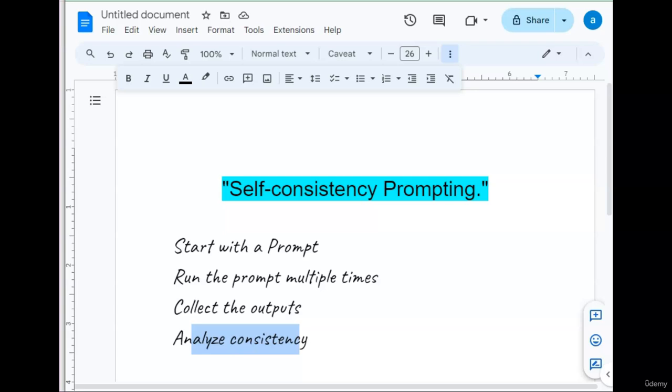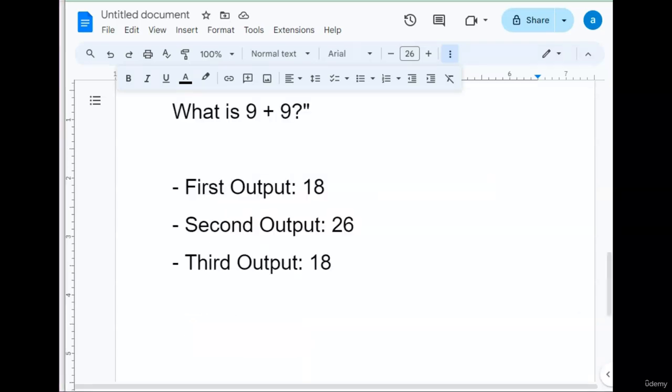So let's look at a basic example to illustrate this process. When I give the prompt, what is 9 plus 9, to a language model, the first output was 18, second was 26, and the third was 18. So in this scenario, the outputs are 18, 26, and 18. Since 18 appears twice, it's likely to be the correct answer. The principle here is that the most consistent answer across multiple runs is probably the right one.